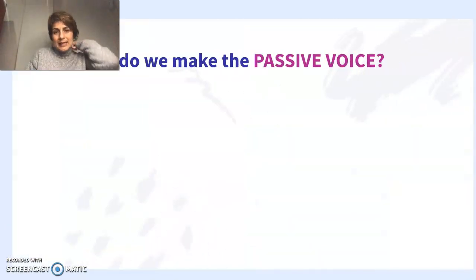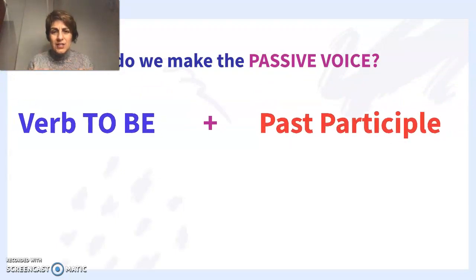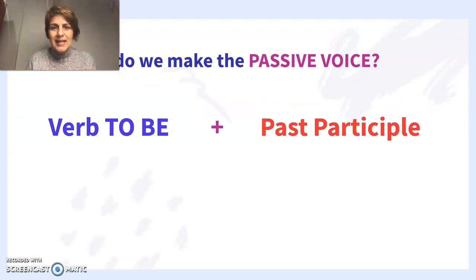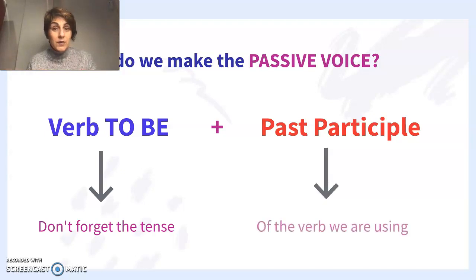Okay, so now, how do we make the passive voice? Now, the passive voice, once you understand the process, is quite straightforward. Believe me, it's not that difficult at all. First condition, we must have the verb to be always. Always. We must use the verb to be obviously in the correct tense. And secondly, we have to use the past participle of the verb we are using.